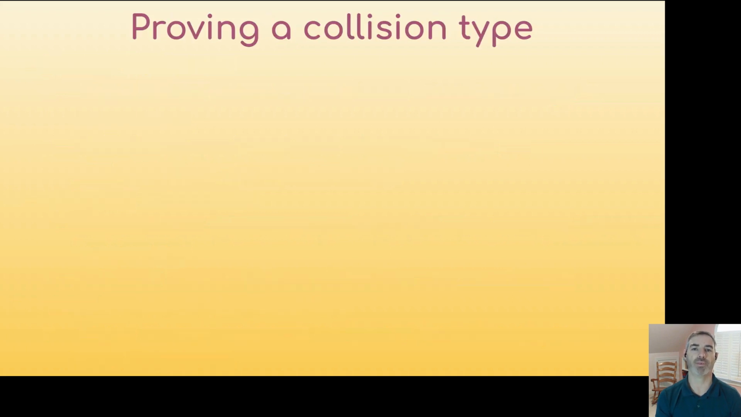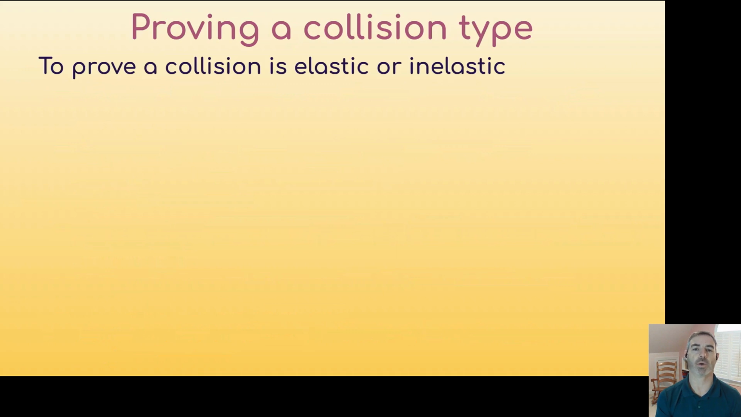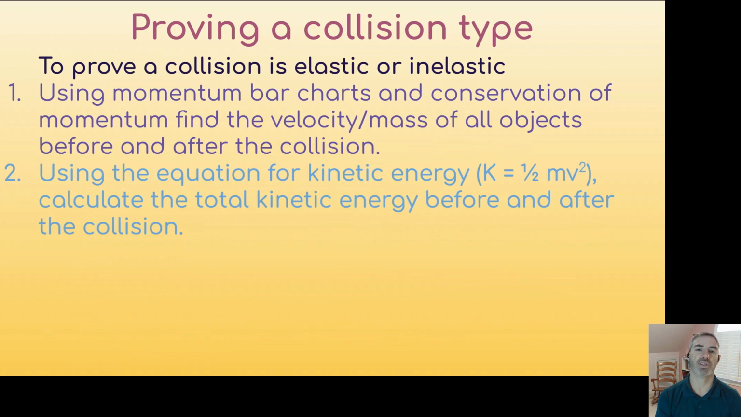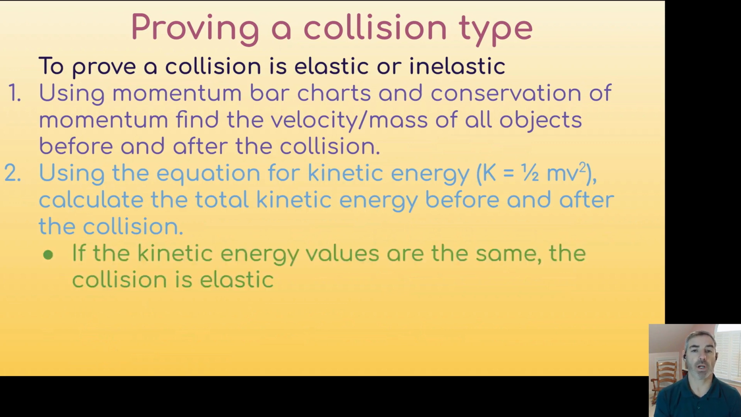So how do we prove if a collision is inelastic or elastic? Let's go through some steps. We're going to use a momentum bar chart to show that the momentum is conserved, and we're going to find the velocity or mass, whatever is missing from the initial or final situation, before and after the collision. Then we're going to use the kinetic energy equation, kinetic energy is 1/2 mv squared, to calculate the total kinetic energy before and after the collision. Then we're going to compare those values.